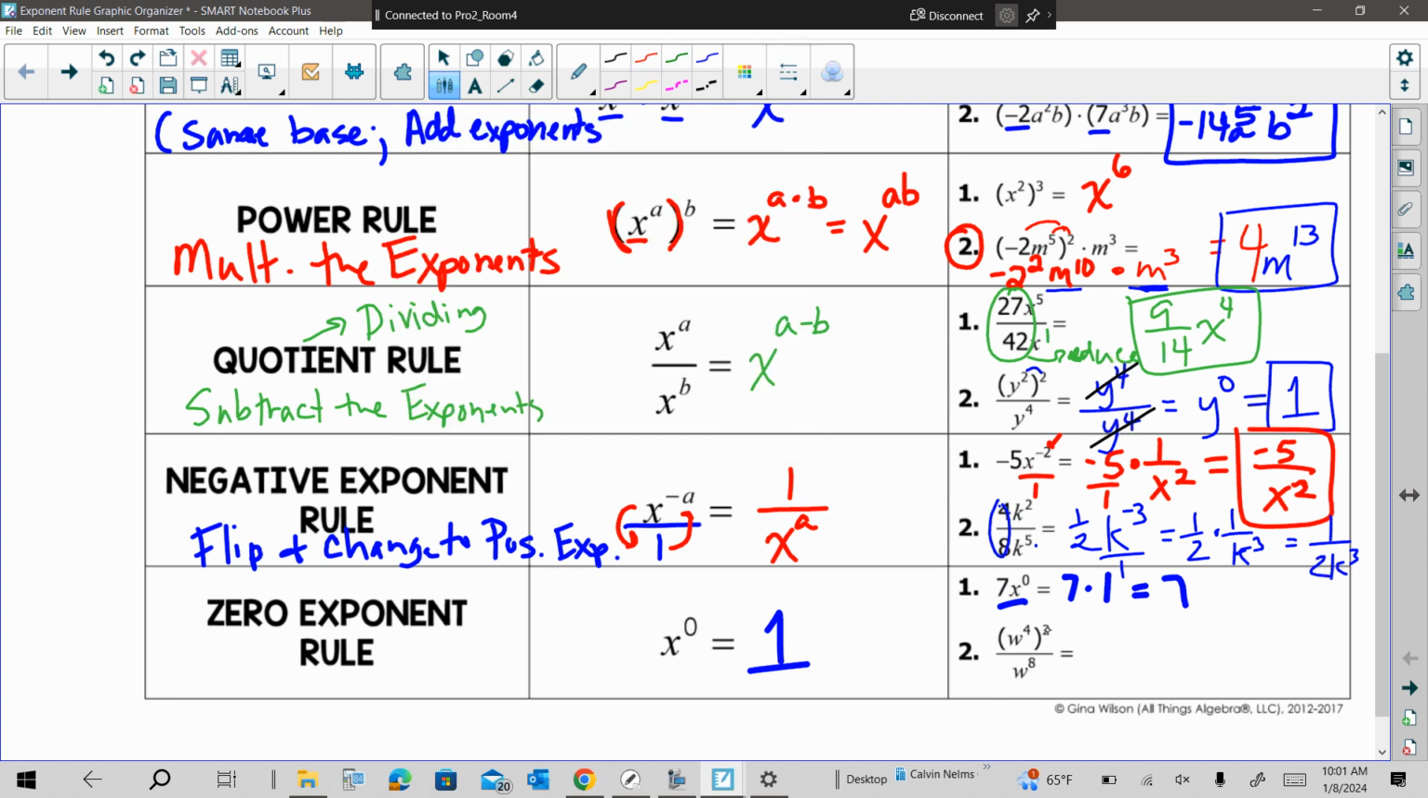We're going to raise this power to a power. So that becomes w to the 8th power over w to the 8th power, which is w to the 0 power, which is just 1.